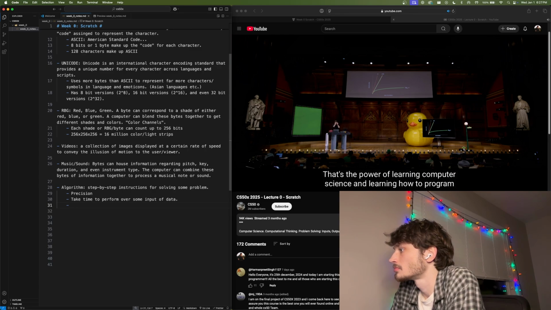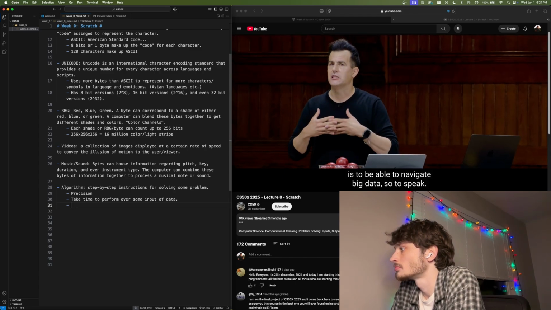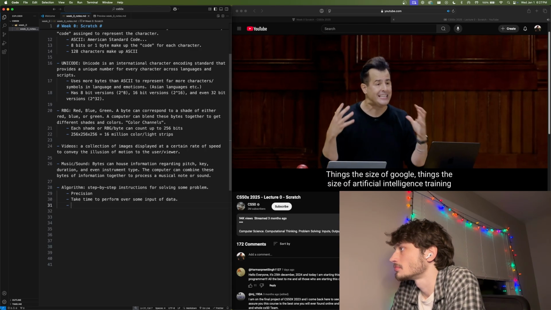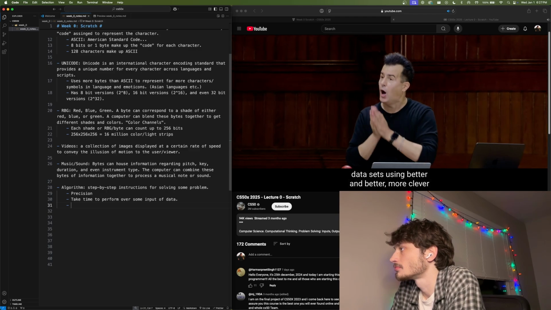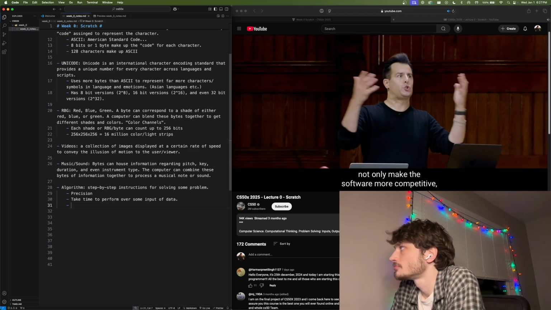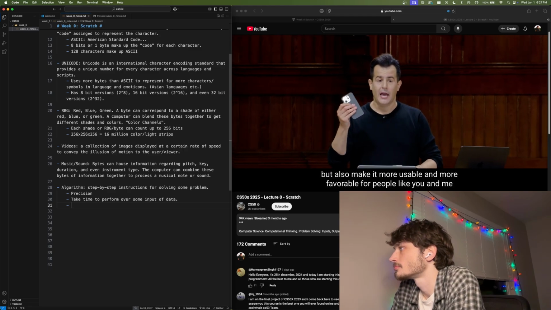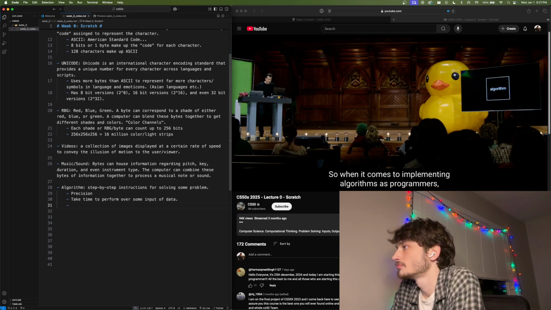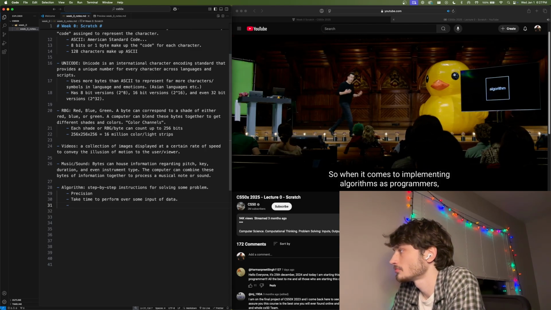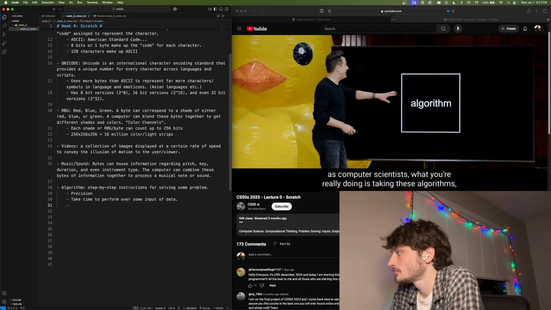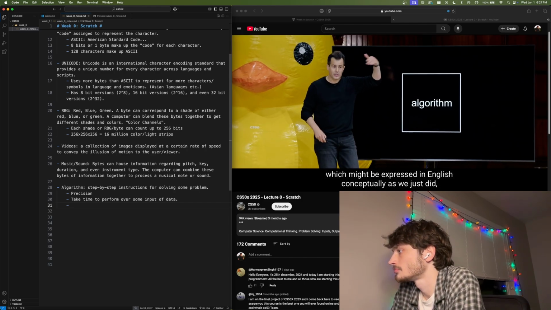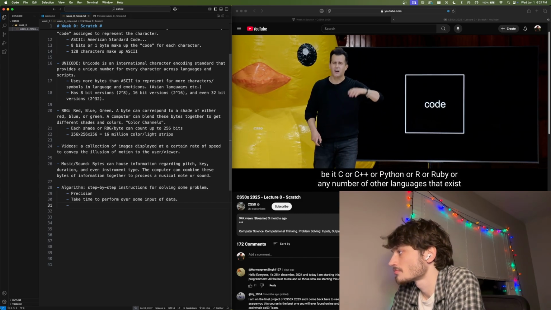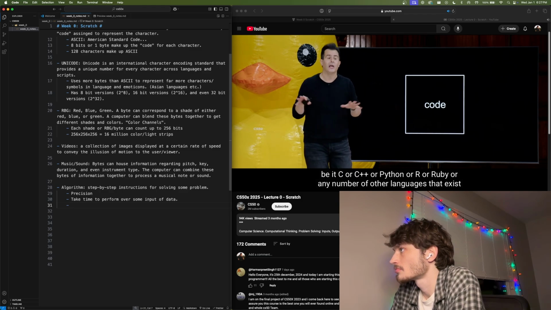That's the power of learning computer science and learning how to program, is to be able to navigate big data, so to speak, things the size of Google, things the size of artificial intelligence training data sets, using better and better, more clever algorithms that perform faster, and therefore not only make the software more competitive, but also make it more usable and more favorable for people like you and me when using that software. So when it comes to implementing algorithms as programmers, as computer scientists, what you're really doing is taking these algorithms, which might be expressed in English conceptually as we just did, but really just translating them to code, be it C or C++ or Python or R or Ruby or any number of other languages that exist in the world.